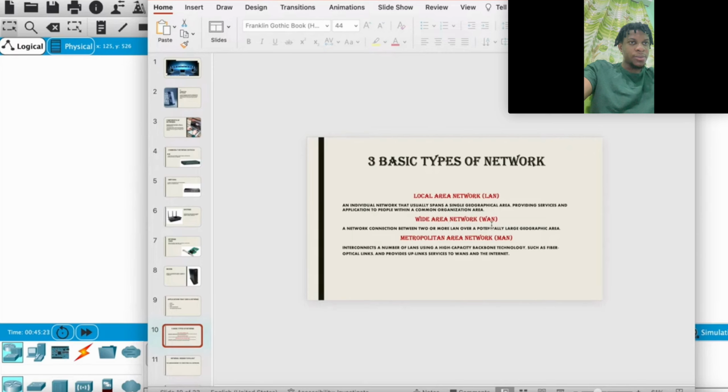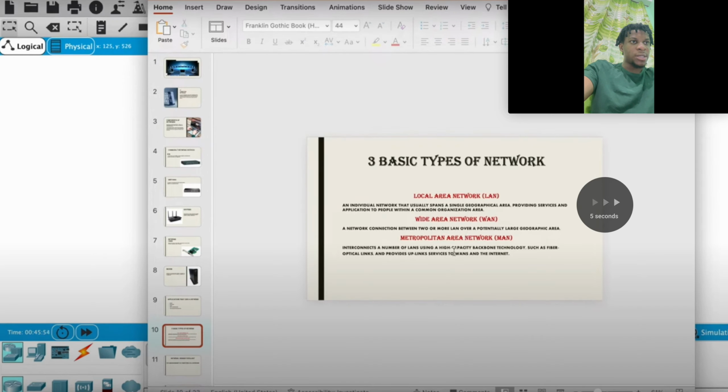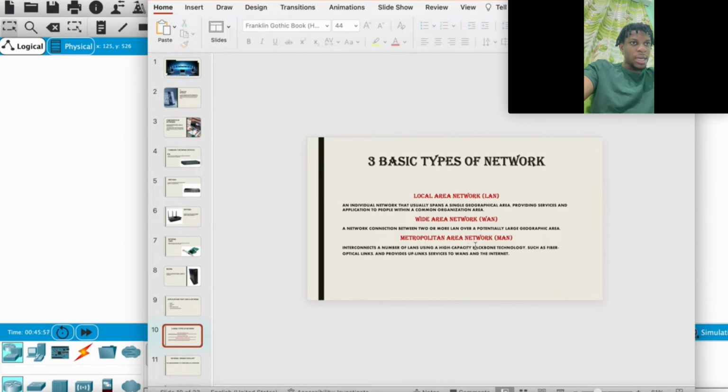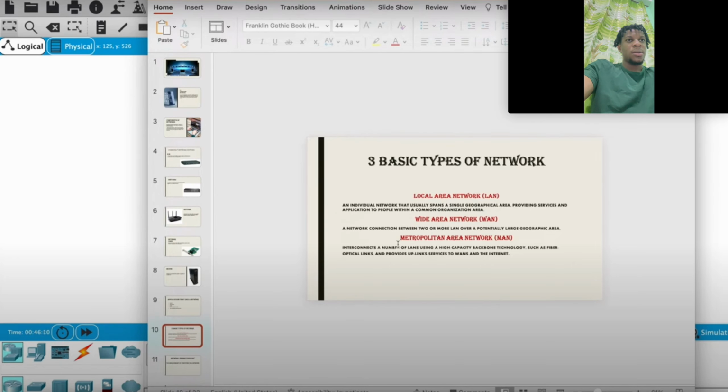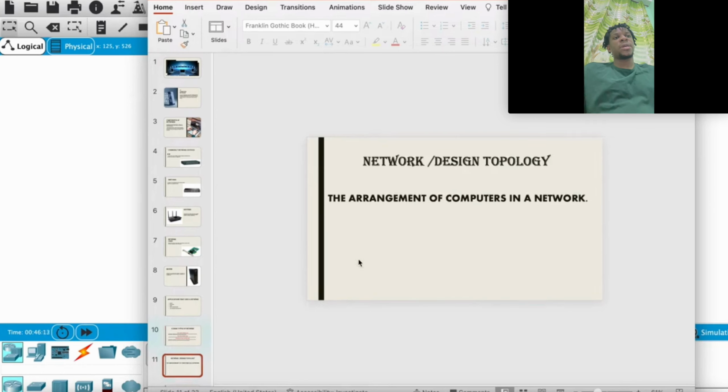Wide area network, a network connection between two or more LANs over a potentially large geographical area. MAN, metropolitan area network, interconnects a number of LANs using a high capacity backbone technology such as fiber optical links, and provides uplink services to WANs and the internet. That's the three basic types of networks.